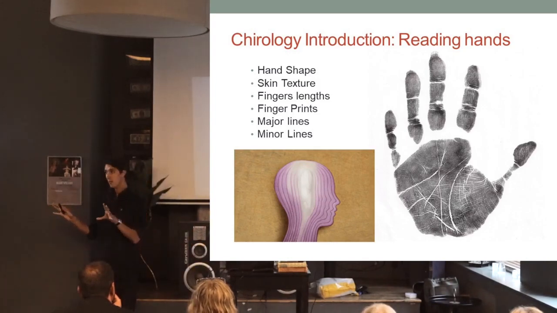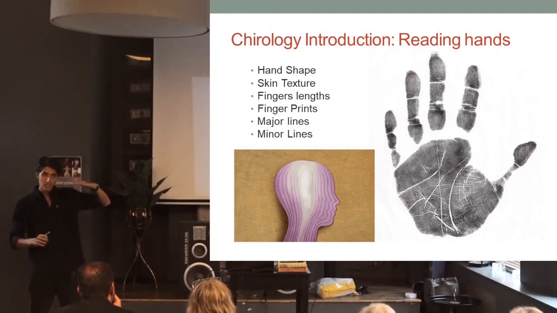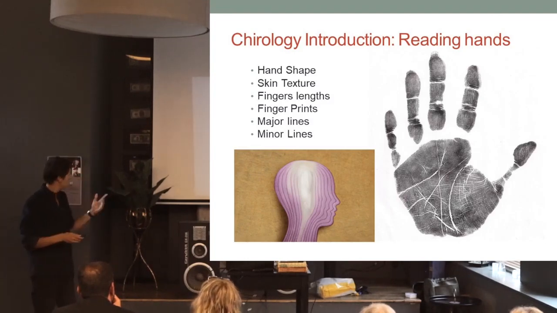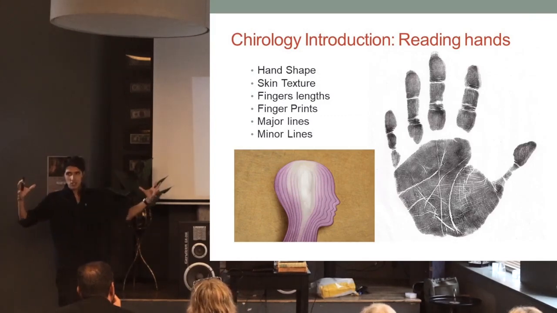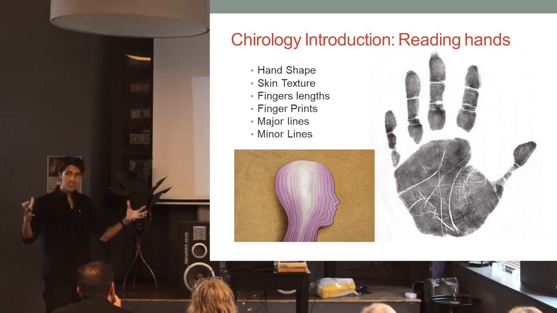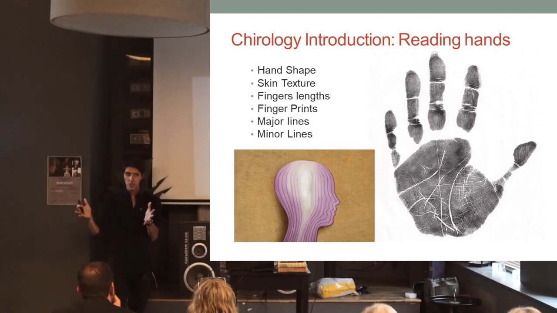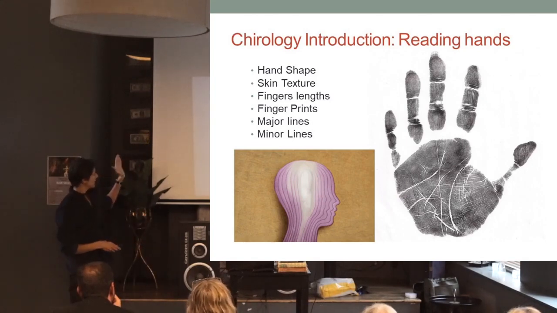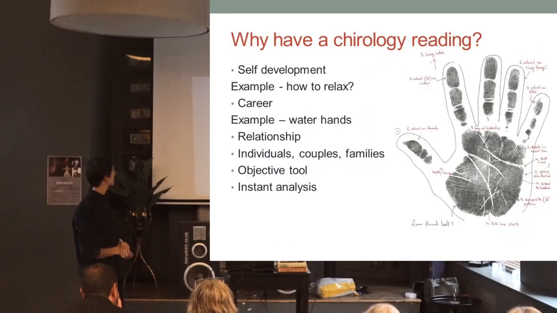So this is what we're going to look at in the presentation. I'm going to take you through how to read a hand step by step, breakdown by breakdown. What you end up doing is developing a layered image and conception of someone's personality, of their character, which you can really only get when you look at all of these things individually. So we're going to look at the hand shape, skin texture, finger lengths, fingerprints, major lines and minor lines. It's going to be a whistle-stop tour. There's quite a lot to get through, but it is very interesting.